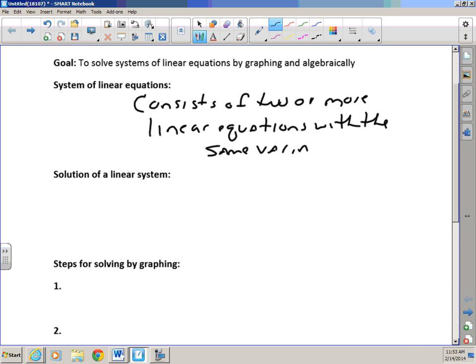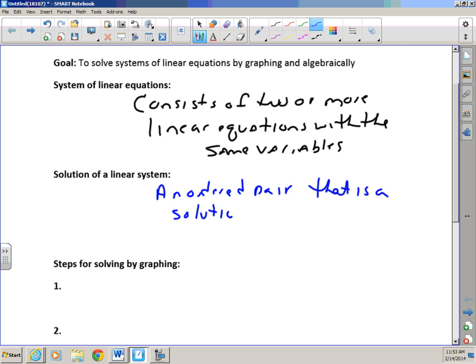Now, we're going to do two different ways to solve this. The first will be by graphing, and then the second is going to be algebraically. The solution is an ordered pair that is the solution of each equation. If it's graphing, it is where the lines intersect.